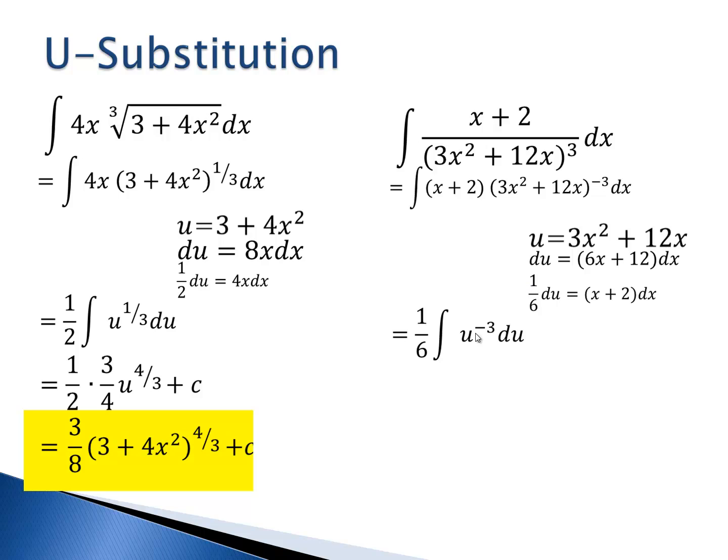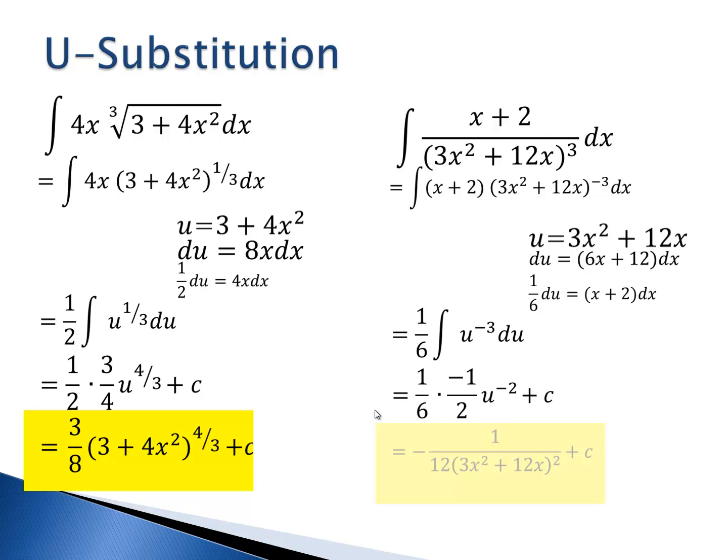the negative third power, u to the negative 3. And we're ready to use our power rule. Alright, increase that power by 1, u to the negative 2. And then dividing by that power, or dividing by negative 2, is the same thing as multiplying by negative 1/2.